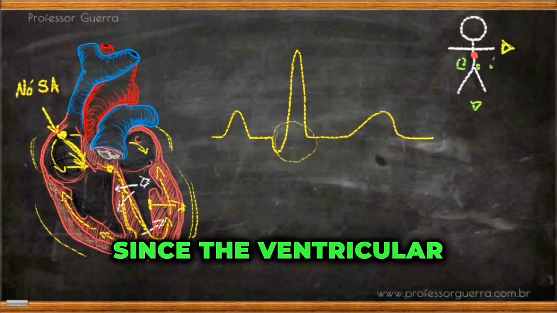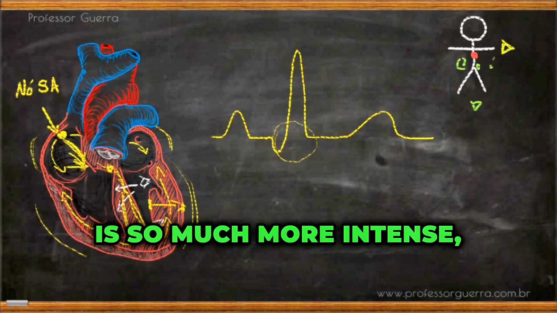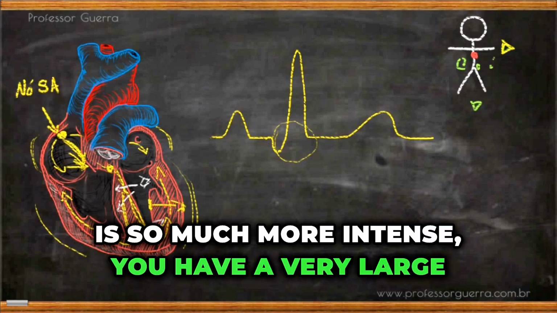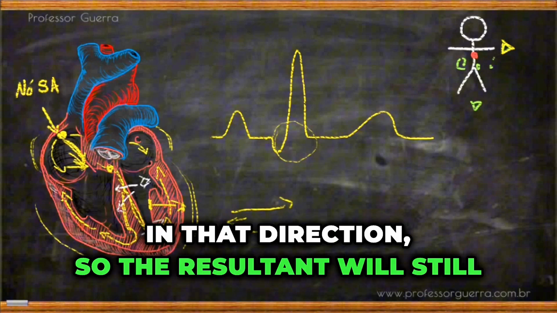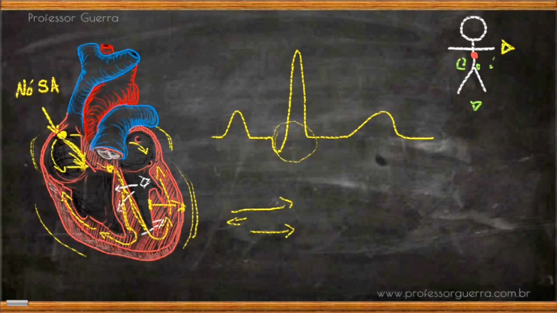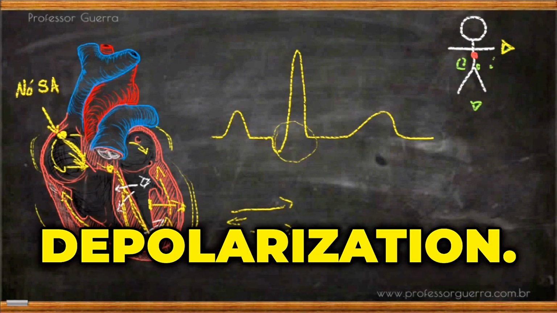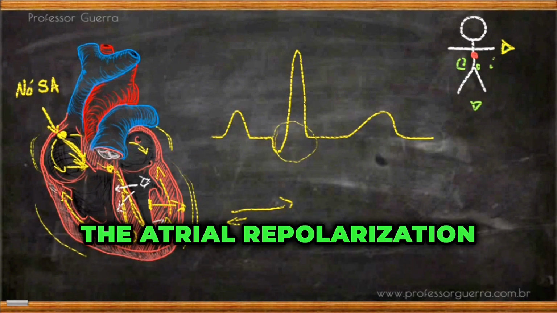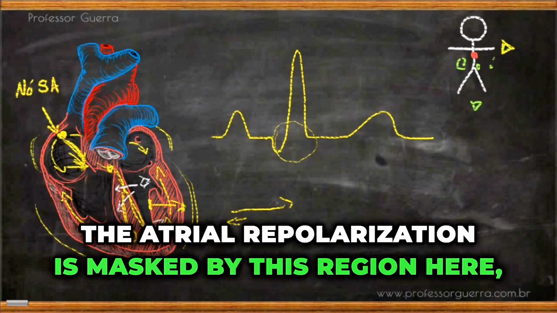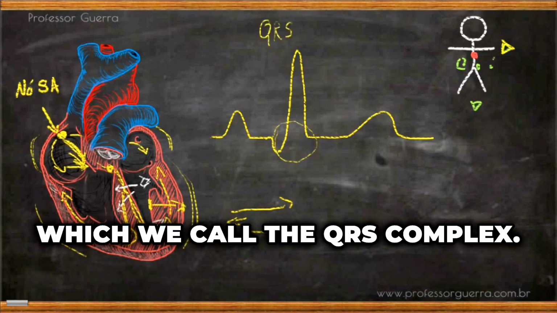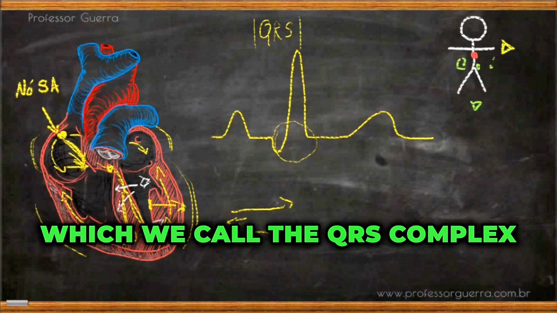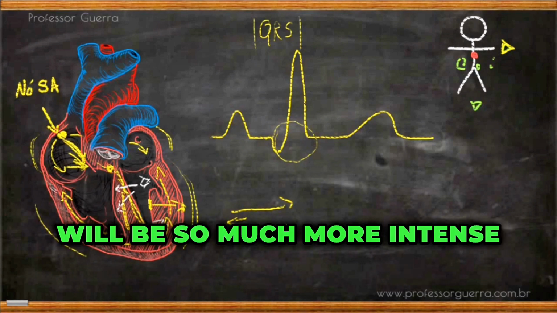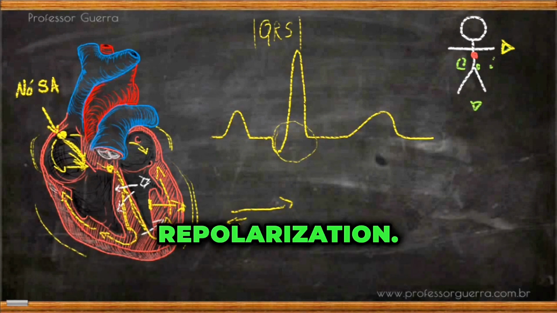However, since the ventricular depolarization is so much more intense, you have a very large intensity in this direction and a small intensity in that direction, so the resultant will still be towards this side. Therefore, you don't see the atrial repolarization. The atrial repolarization is masked by this region here, which we call the QRS complex. The Q wave, R wave, and S wave, which we call the QRS complex here, will be so much more intense that it obscures the atrial repolarization.